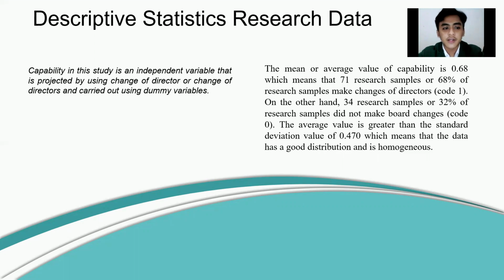Capability is an independent variable that is projected by using change of director and carried out using dummy variables. The average value of capability is 0.68, which means that 71 research samples, or 68% of research samples, made a change of directors. On the other hand, 34 research samples, or 32%, didn't make a board change. The average value is greater than the standard deviation value of 0.4470, which means that the data has a good distribution and is homogeneous.